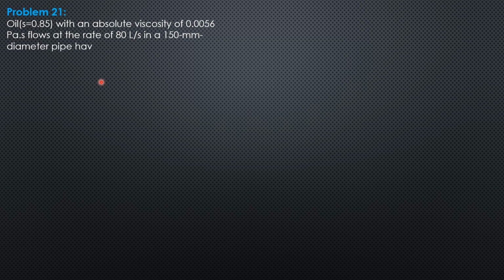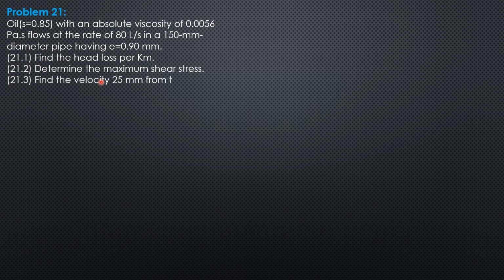Sample 21 on pipe friction in turbulent flow. Oil of specific gravity 0.85 with an absolute viscosity of 0.0056 Pascal second flows at the rate of 80 liters per second in a 150 mm diameter pipe having absolute roughness of 0.9 mm. Find the head loss per kilometer.